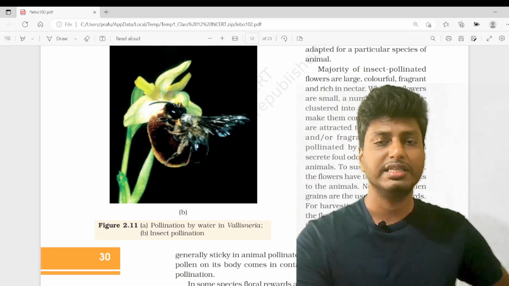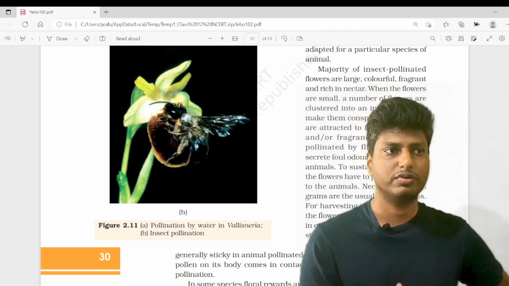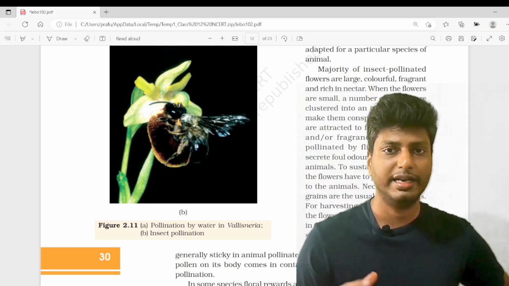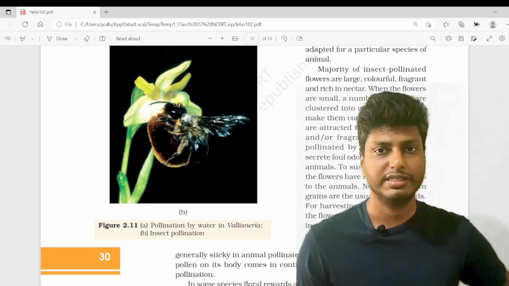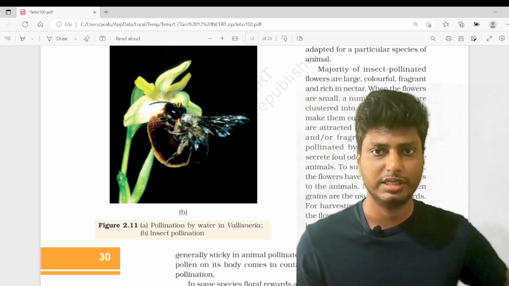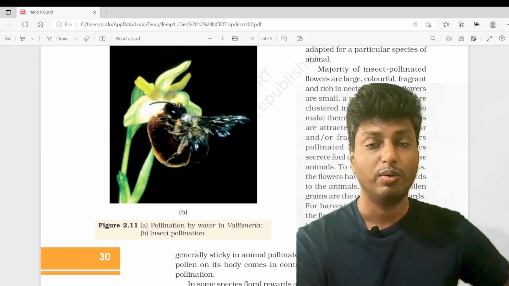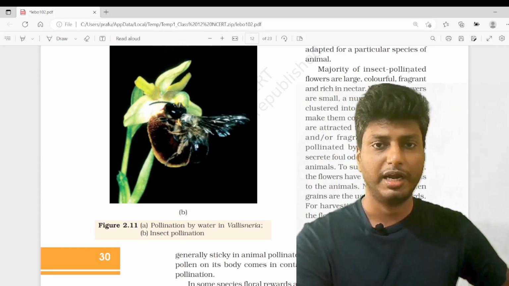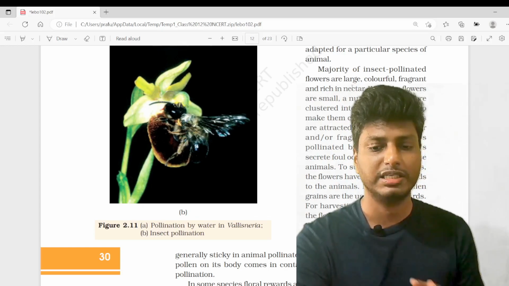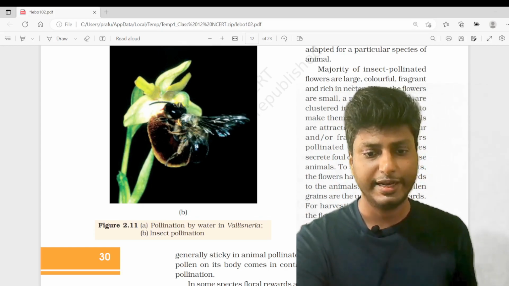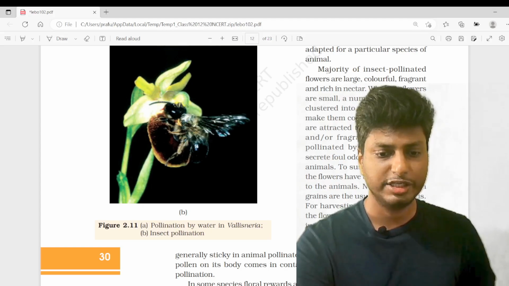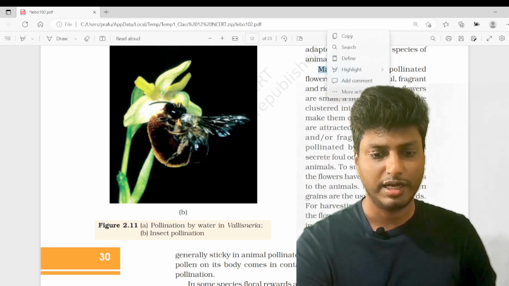So how are the insect pollinated flowers, dear students? As we said, first of all, insect pollination is called entomophily, because the word entomon is a Greek word which means insect. How are the flowers of this particular plant? Flowers in insect pollinated plants are large, colorful, fragrant, and rich in nectar. So it has been mentioned how the flowers are, guys.